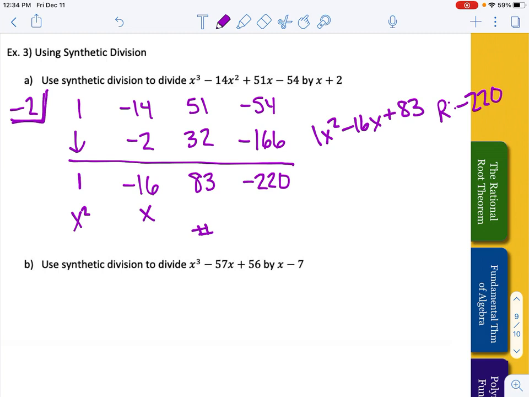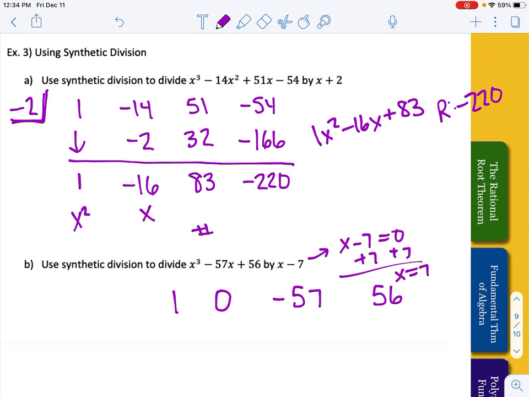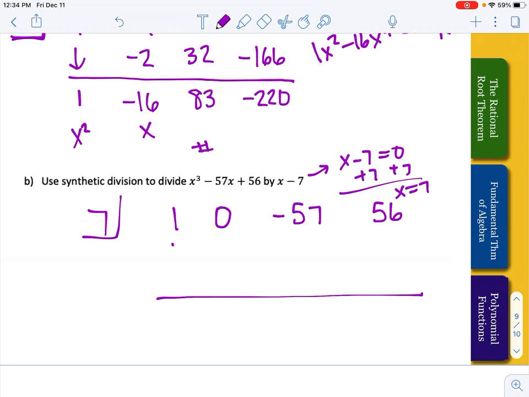Okay? And then we can use synthetic division once again. This also needs to make sure that we take into account that there is no x squared here, so we'll put a 0. So I have 1 and 0 and negative 57 and 56. And remember, I need to do the solution to this out front. So it is positive 7, or basically the opposite sign. So I'm going to draw a line down here and bring down my first term.